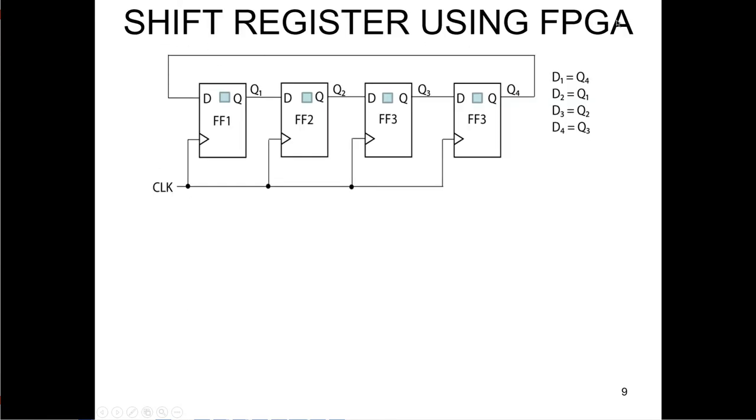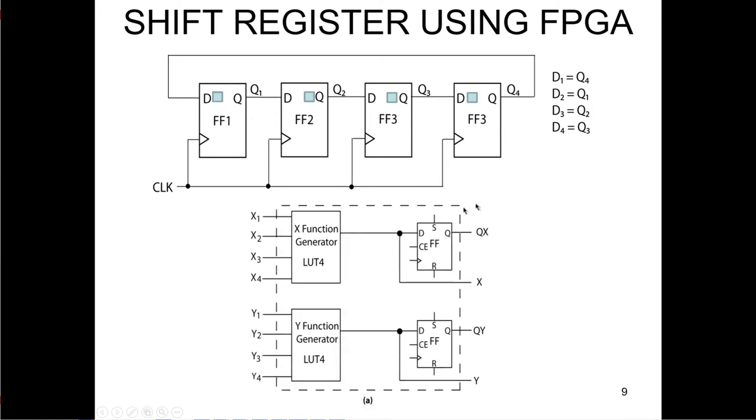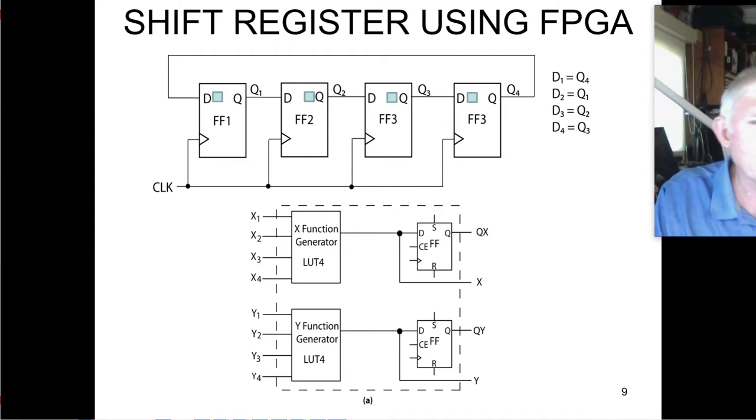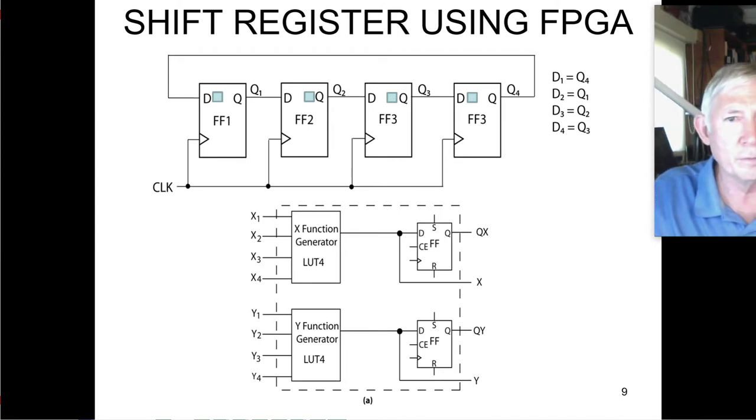All right, what about a shift register? How difficult is that to implement? You know how a shift register works. This will be a shift right. You take the bits and you move them all to the right, one bit.